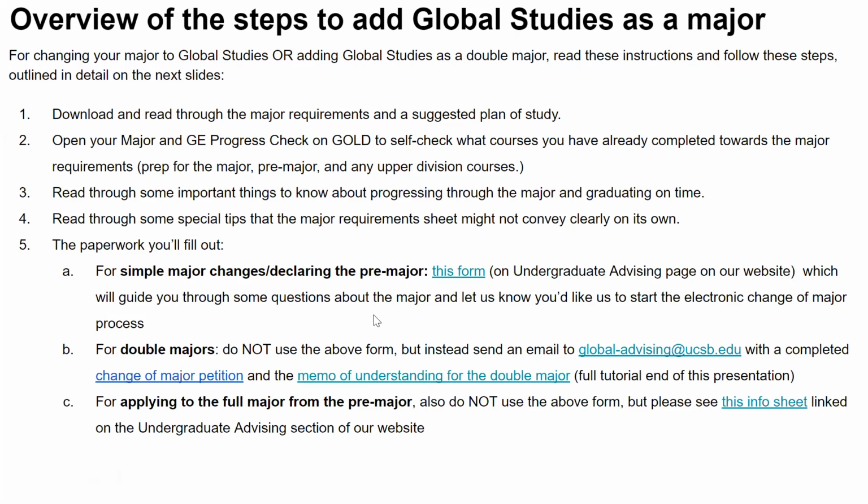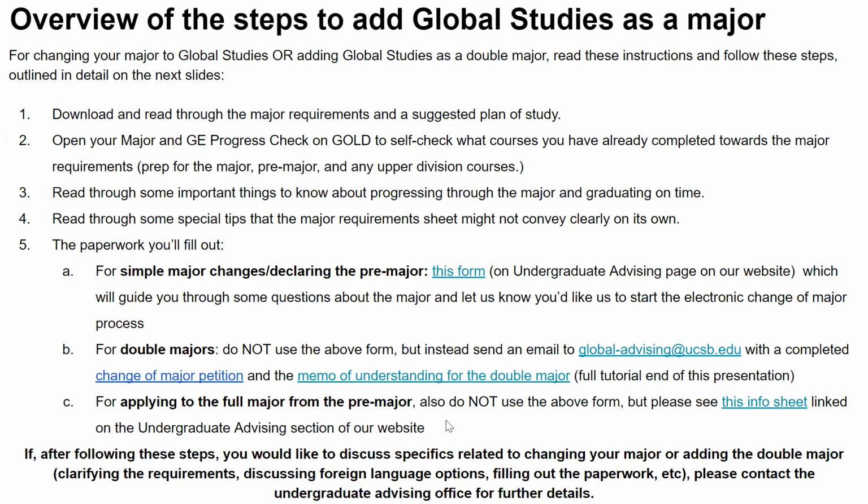And then for applying to the full major from the pre-major, so if you're already in the pre-global studies major and you're ready to apply to the full major, this is not the process. Neither of these would be the process that you're following. You're going to be instead looking at this info sheet that's linked within the presentation. It's also on the undergraduate advising section of our website. You're going to look for something that says pre-global studies info sheet, and it will let you know what your steps are. We also have a separate video on our channel that walks you through that.